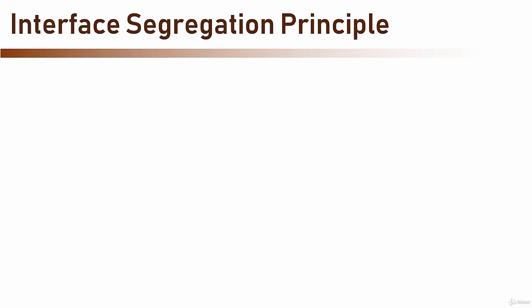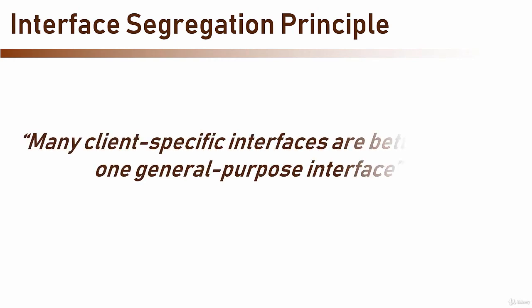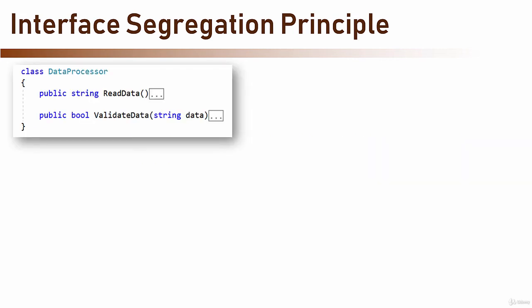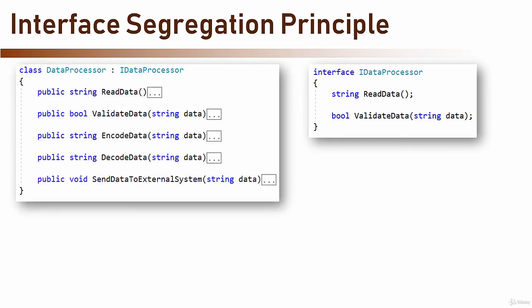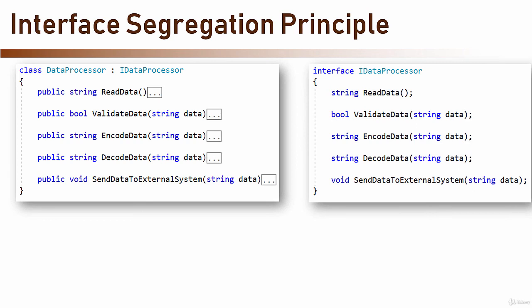The next principle is the Interface Segregation Principle. This principle states that many client-specific interfaces are better than one general-purpose interface. Again, let's look at an example. Let's say we have a class that handles data processing. The class begins small with two methods: read data and validate data. An interface named IDataProcessor was created that defines those two methods. While working with the class, additional methods were added to it that handle more tasks, such as decode data, encode data, and send data to external systems. These methods were added to the interface too.